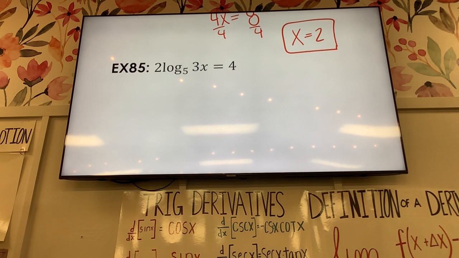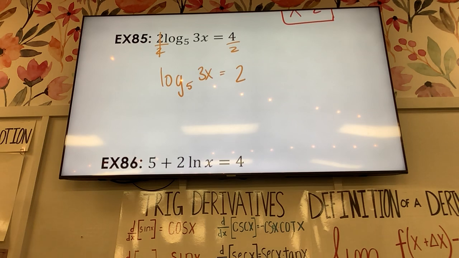All right, go to 85. On 85, there's not a log on either side. So I know I'm probably going to end up going around the world, putting it in exponential form. But what do I have to do first? Divide by 2. We have to get rid of all of the things on the outside. You need to have just a log over there before you can put it in exponential form. Now that it's just a plain old log, we can go around the world.